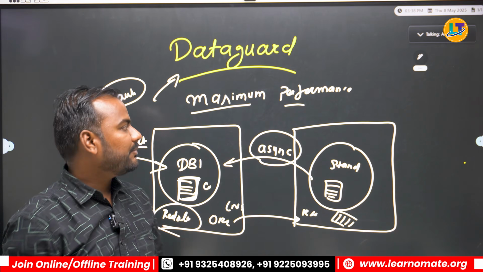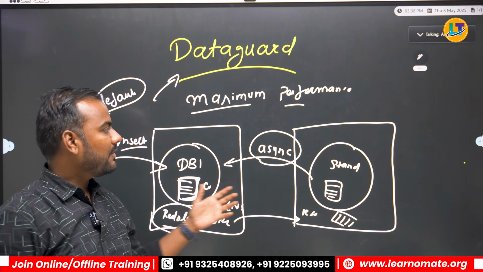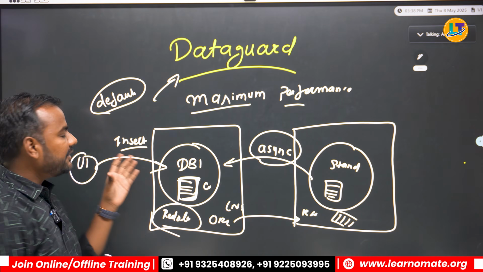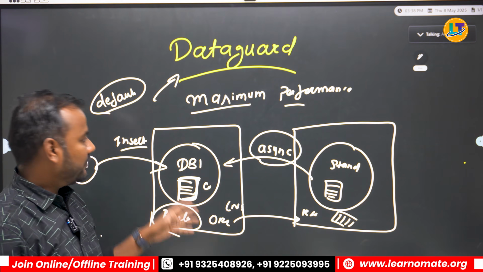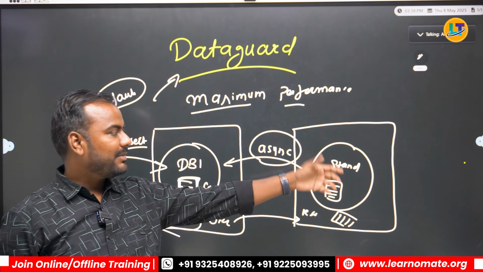In maximum performance mode, whether it is faster or slower, it is faster. Why is it faster? Because the primary doesn't need to wait to go for the second transaction, third transaction, even though my standby is running or not running.